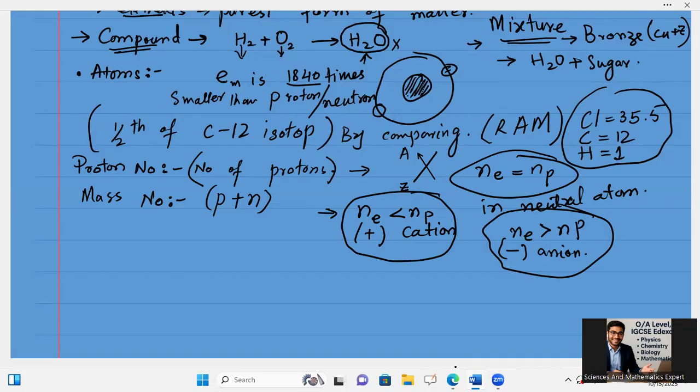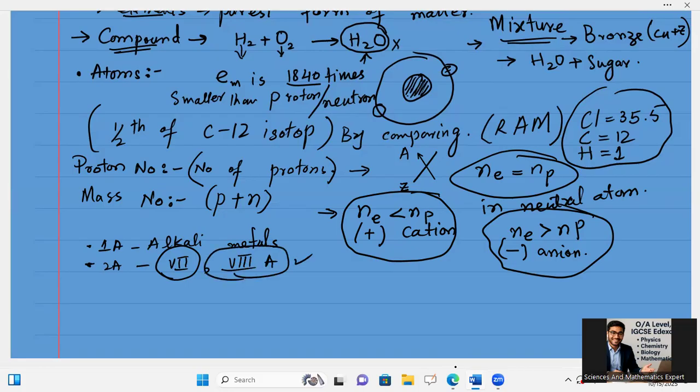If we go to the periodic table, remember the first group: group 1A is called the alkali metals. Group 2A is the alkaline earth metals. Group 7A is called the halogens because they are salt forming, and group 8A is named the noble gases, which are very unreactive.